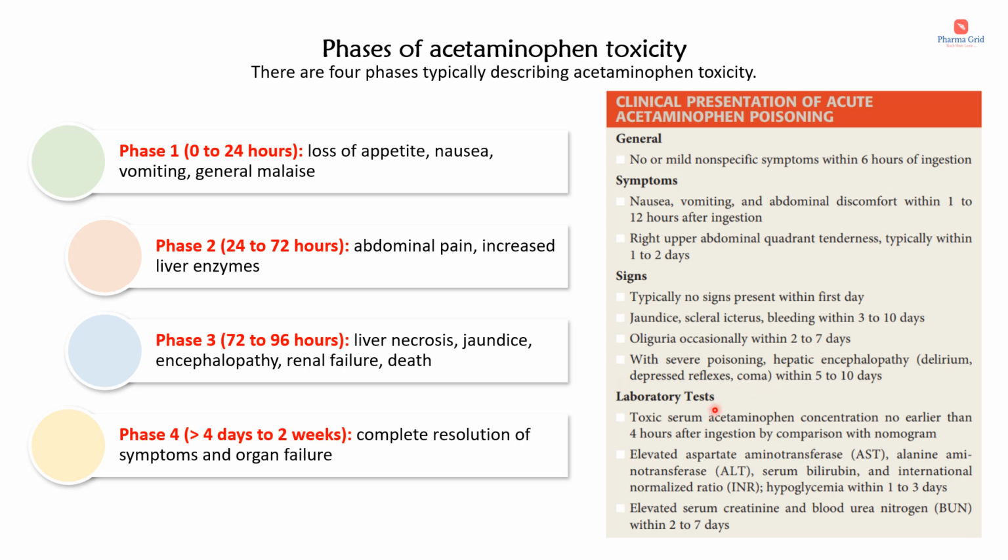Okay. Then what are the major laboratory tests? Toxic serum acetaminophen concentration no earlier than 4 hours after ingestion by comparison with nomogram. Then elevated AST, that is aspartate aminotransferase, and ALT, that is alanine aminotransferase, serum bilirubin and INR, that is international normalized ratio. Then hypoglycemia within 1 to 3 days. Elevated serum creatinine and blood urea nitrogen within 2 to 7 days.